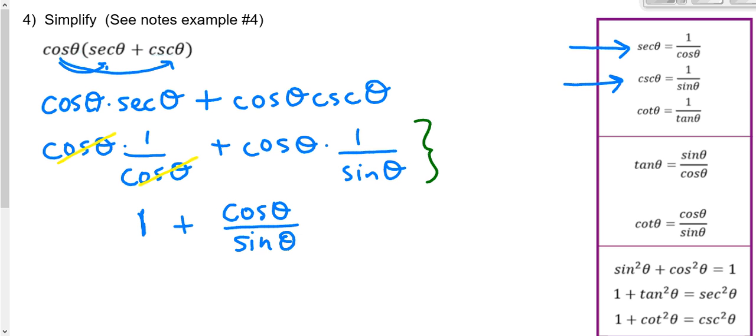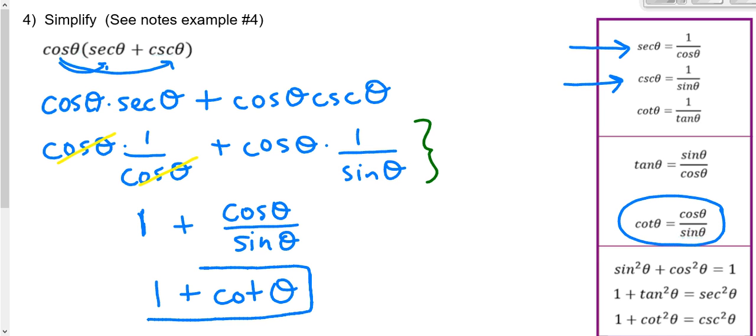But that's a quotient, and we've been told in the past, try not to leave a quotient. It doesn't say exactly that here, but if we're going to try to not leave a quotient, we should replace cosine theta over sine theta with cotangent theta. So we have 1 plus cotangent theta as our simplified expression.